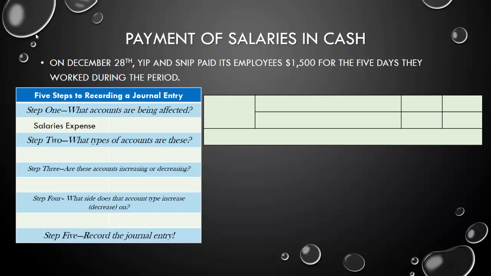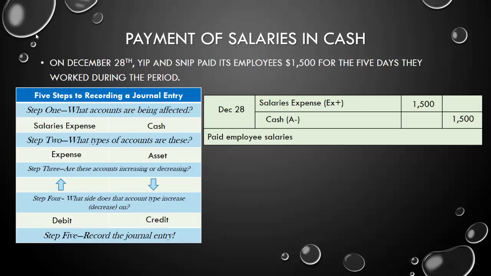It'll be a debit to salaries expense, and since we're actually paying them, it's going to be a credit to cash. Salaries expense is an expense account. Cash is an asset. Are these accounts increasing or decreasing? Well, the amount we paid in salaries to our employees is going to be going up, while our cash bank account is going to be going down. And expenses increase with a debit, and assets decrease with a credit. So the normal period entry for the payment of salaries, which were actually earned within the period that you are paying them, is always a debit to salaries expense and a credit to cash.